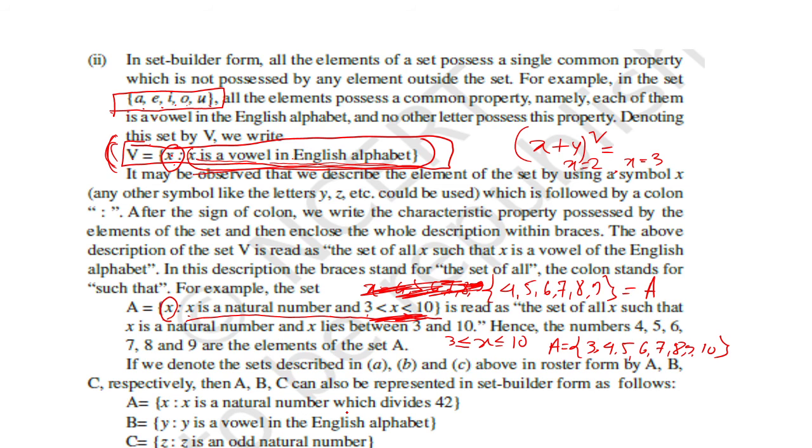X such that X is a natural number which divides a property. So this is X and it has this property. In place of X, you can also use the letter Y, okay, there is no harm. Y, Z, whatever you want. B equal to Y such that Y is a vowel in the English alphabet. Z, Z is an odd natural number. So this is the property. Depending on this property, you have to write all the elements, those elements which follow this particular property.